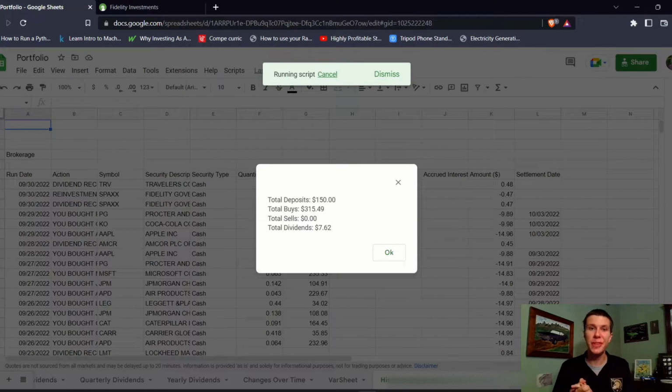So the script just finished up, and we can see the little summary here. We deposited $150 this month. We've increased the monthly deposits to $150, which I'm really excited about. And buys I made were worth $315.49. The market was down a fair bit this month, so I definitely took advantage of that. No sells, and then dividends received was $7.62.